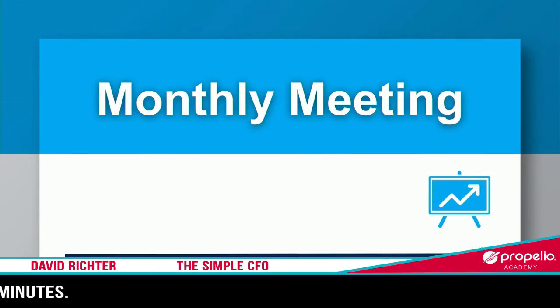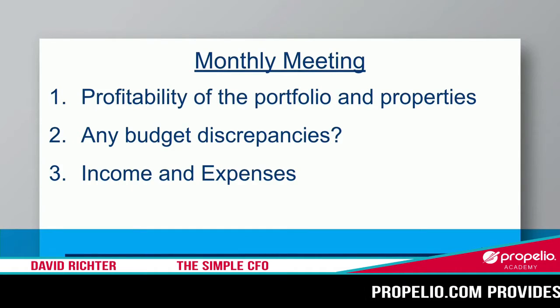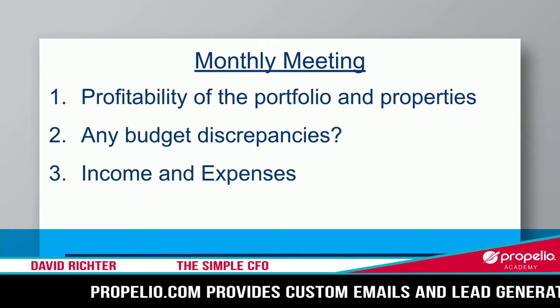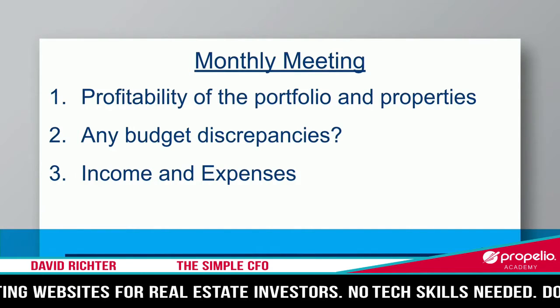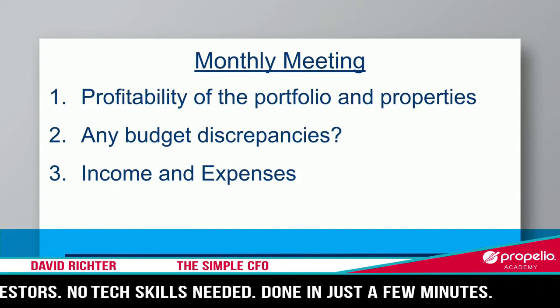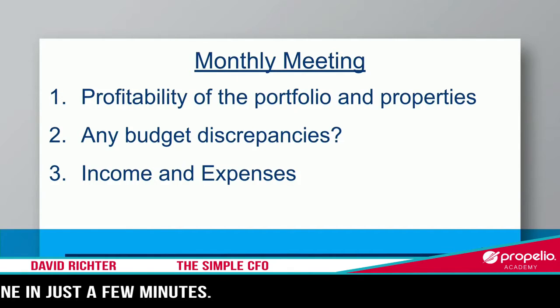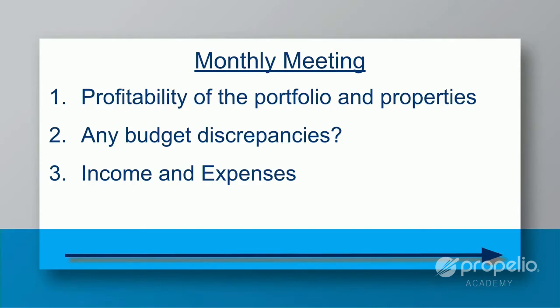Monthly meeting, so then we'd also do a monthly meeting. And so we would look at the profitability of the portfolio and the properties. We try and get that from our bookkeeper at least 10 days after the beginning of the new month, so we could see how did that last month end, were we profitable? And then we'd also get a profitability report for each individual property too. Are we making at least the threshold of the cash flow that we want to make? Then you can make a decision.